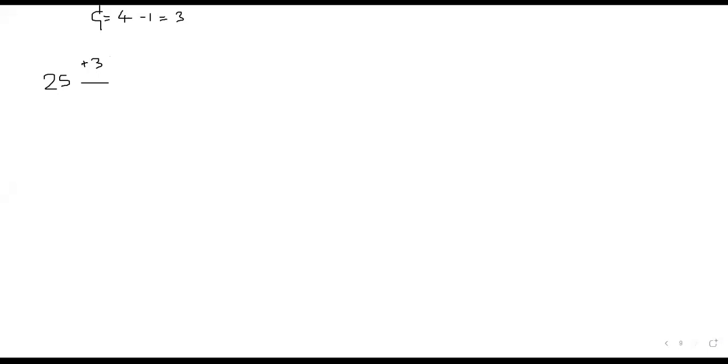So the class width, okay, so we can say our class width is what? 4, 25 to 29. Then we go to 29, to, we added 4. What are we getting there?